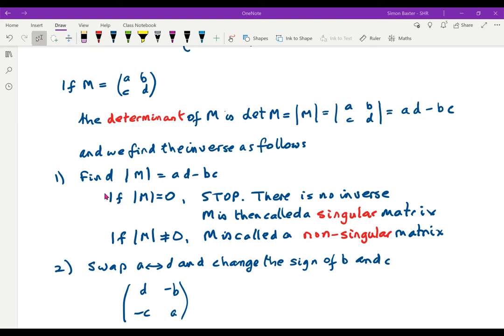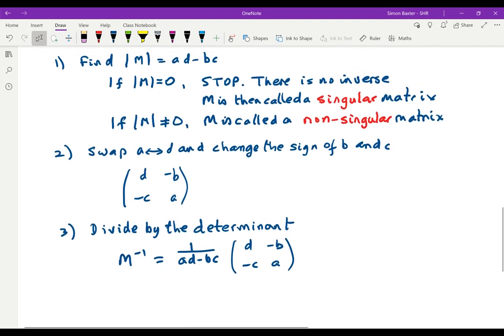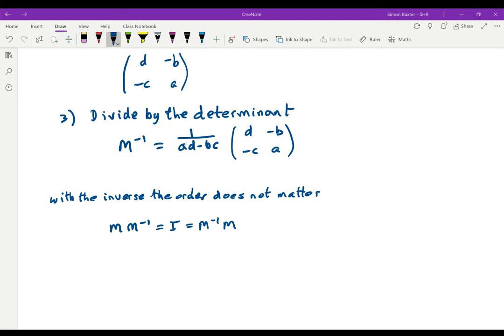So that's step 1. It's sensible to do that first, because if the determinant is 0, you just stop. Step 2, we swap A and D, and we change the sign of B and C. Step 3, we simply divide everything right through by the determinant. With the inverse, the order in which you multiply does not matter. M inverse M is the same as M M inverse, which is the identity.